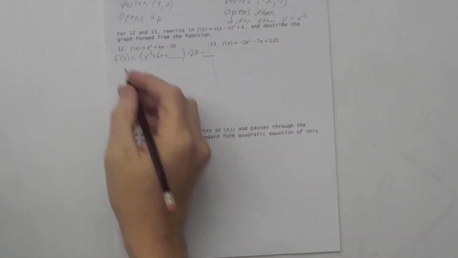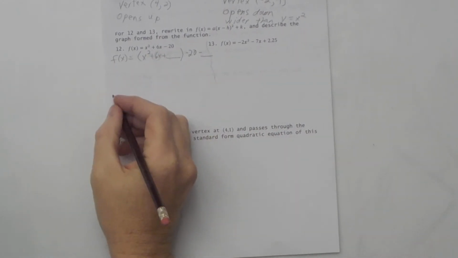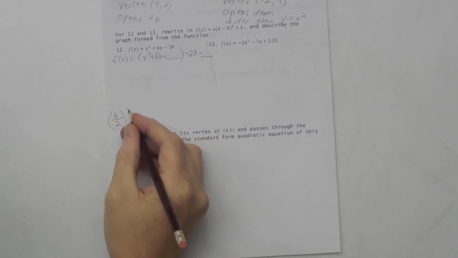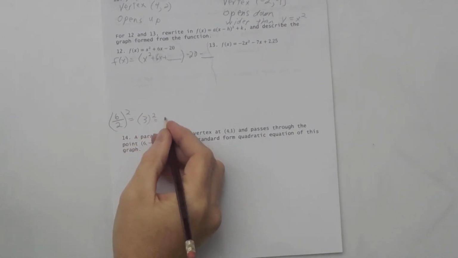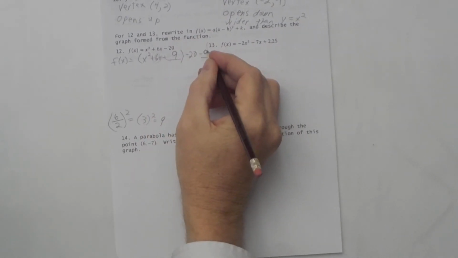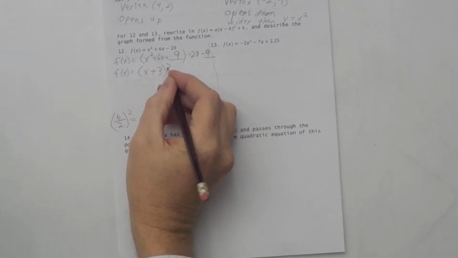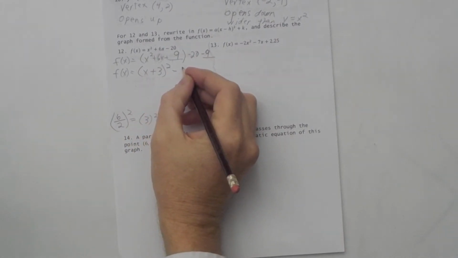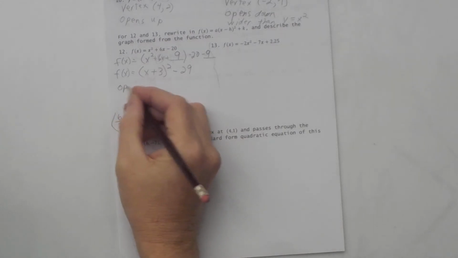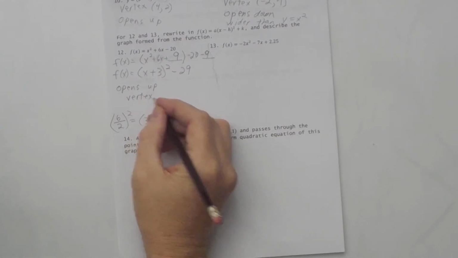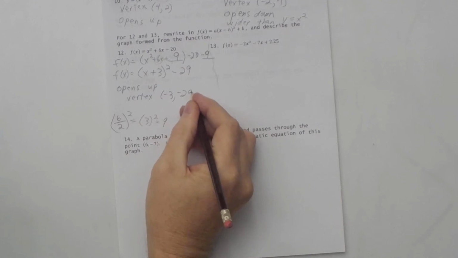Give myself a boundary here. Now, what do we add? We want to complete the square. So we take the middle term coefficient, that's the 6, divide it by 2, and we square that. And that's 3 squared, which is 9. So I'm going to add 9 here. I can't just add 9 there without subtracting 9 there. I've got to keep it equal. So I got my f of x equals (x plus 3) squared, negative 20, negative 9 is negative 29. This one, now that I see this, we'll say it opens up and has a vertex at negative 3, negative 29.